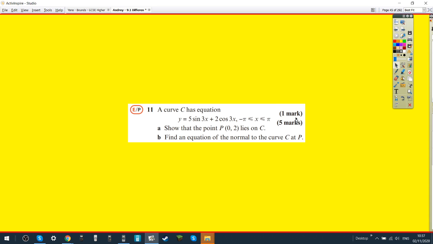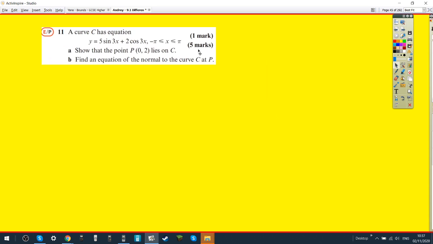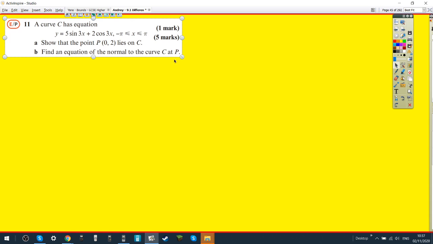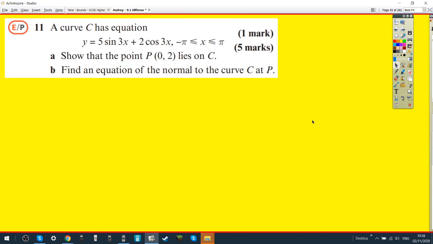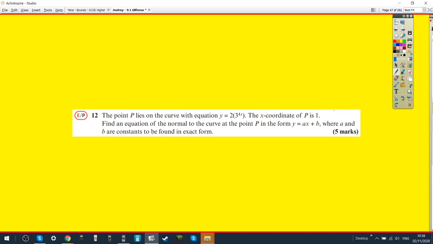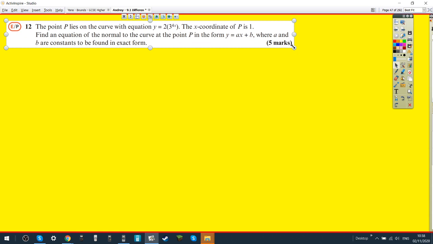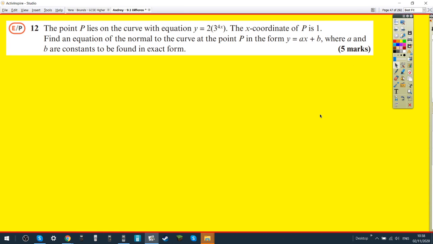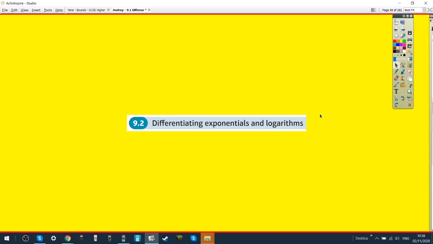Let's see this thing. So, this is in the wrong chapter. Previous chapter? Looks like it. No, previous section. That shouldn't be that. Let's see this one. Point P lies on the curve. The x-coordinate of P is 1. Normal. Fine. Okay, this stuff.